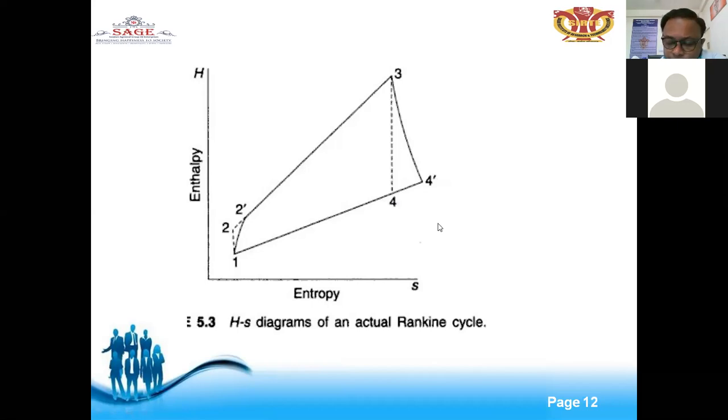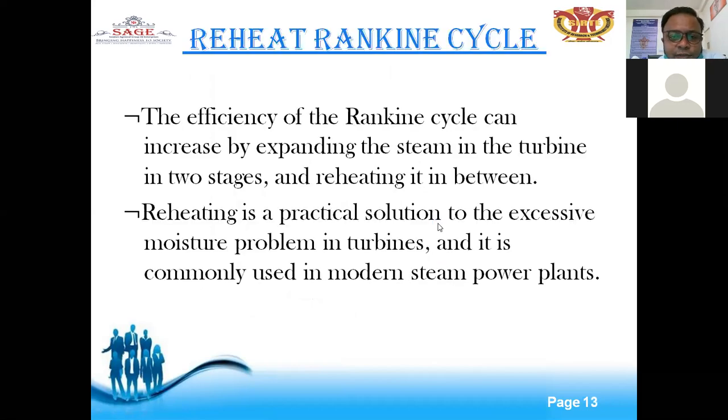but in the actual case it is obtained along the dotted line showing the 3 to 4. The efficiency of the Rankine cycle can be increased by expanding the steam in the turbine in two stages, or more than two stages, and reheating in between. If you want to increase the efficiency of the turbine, or the power plant, then you have to do reheating and the expansion in more than two stages. And reheating is the practical solution to the excessive moisture problem in the turbine. Reheating is a practical solution which removes the moisture problem in the turbine.